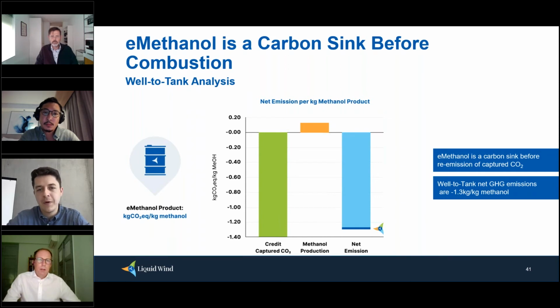So this is also interesting for other industries, for example, in the chemical industry. If you produce a product that is not combusted right away, you could argue you have a carbon negative product.